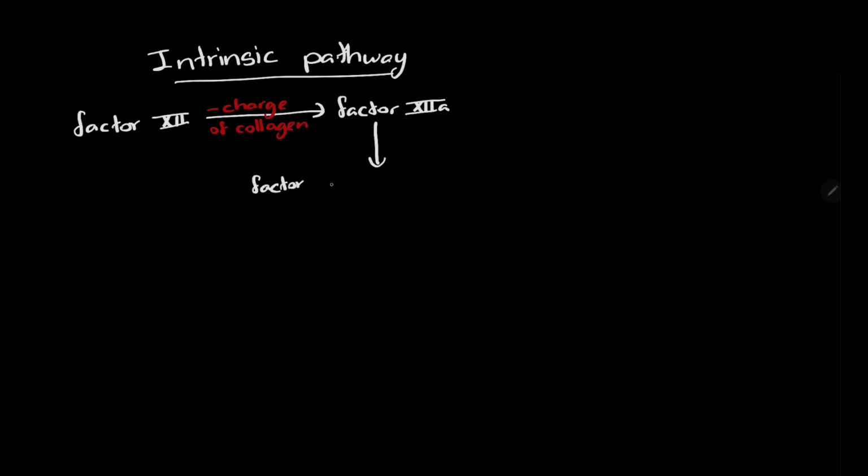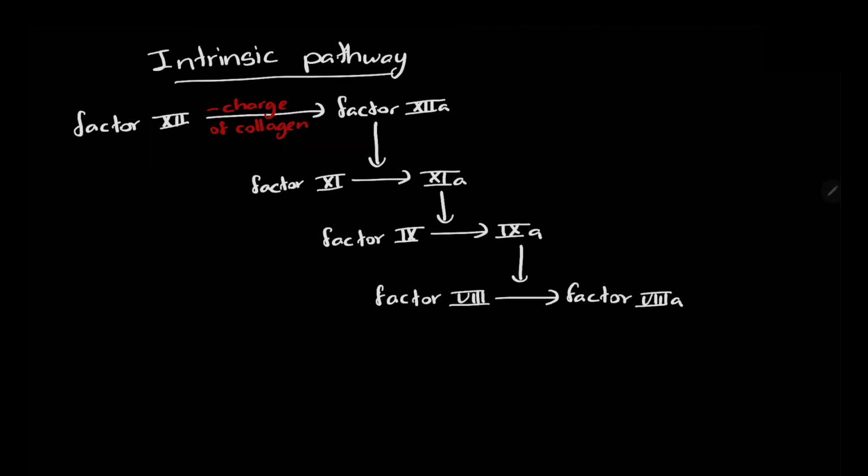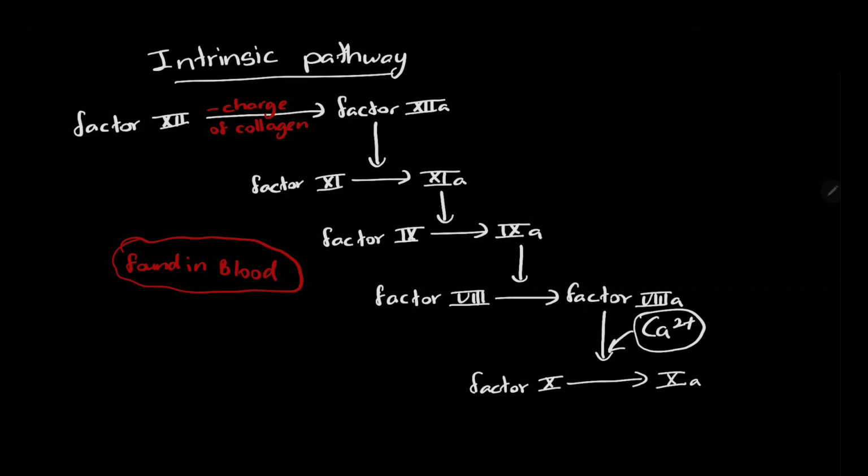Intrinsic pathway. This pathway begins with the activation of factor 12, or the Hageman factor. Factor 12 gets activated when exposed to negatively charged collagen on the damaged endothelium of the blood vessel. Then activated factor 12 activates factor 11. With the help of calcium ions, activated factor 11 activates factor 9 and then factor 8. Factor 8 and calcium form a complex to activate factor 10. Factor 8 is also found in the blood and usually activated by thrombin, which is factor 2.